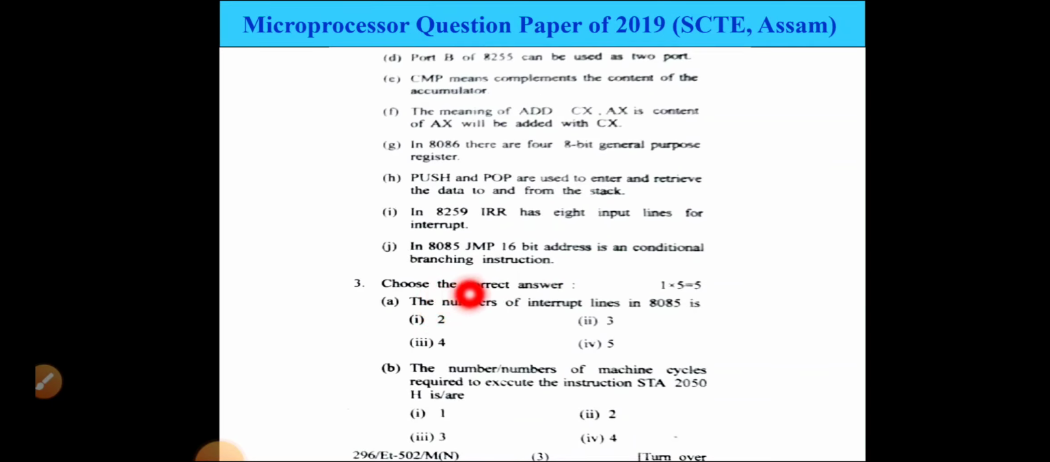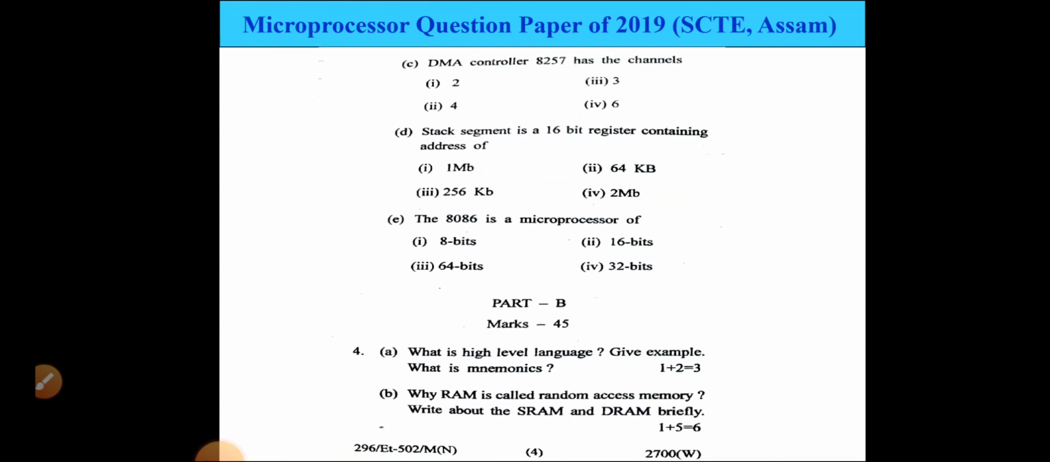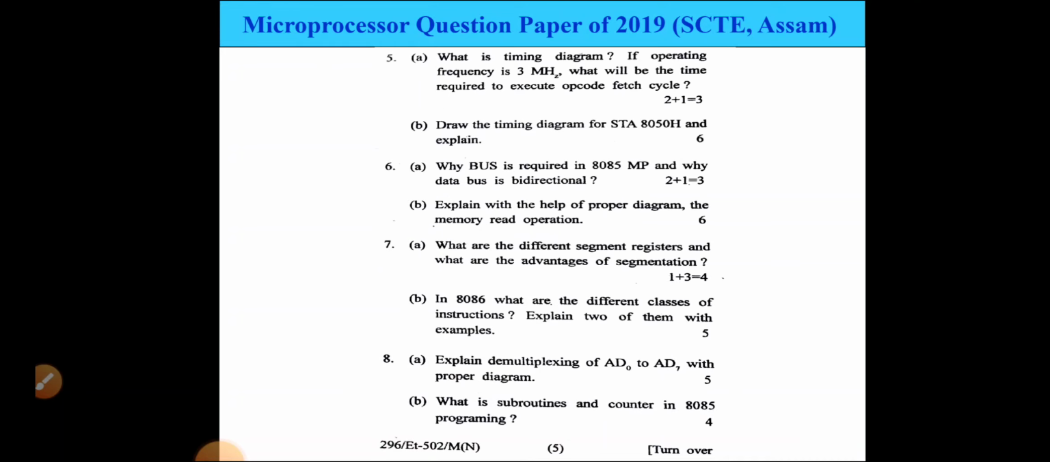Next, question number 3 is choose the correct answer. 5 questions are there. We have to find out the correct answer from the multiple options. So here is Part B. Part B is 45 marks. The first question is 4A: what is a high level language? Give an example. What is mnemonics? 4B: why is RAM called random access memory? Write about SRAM and DRAM briefly.